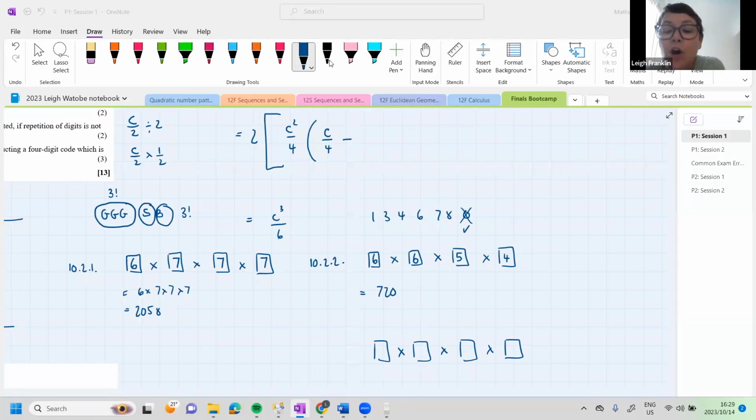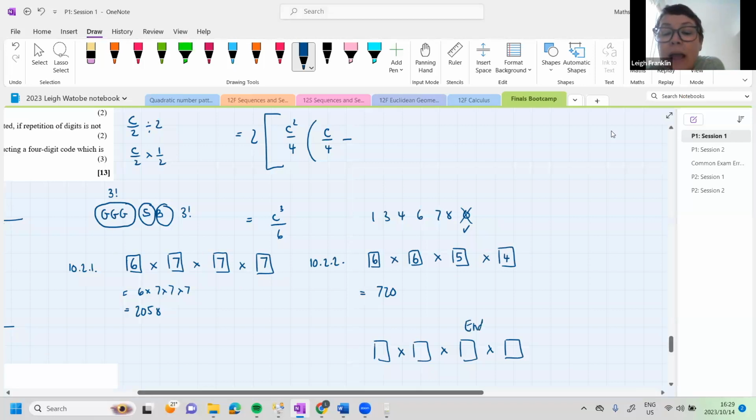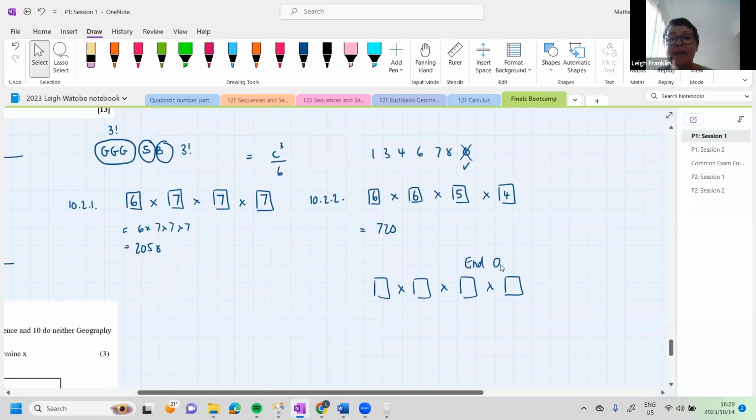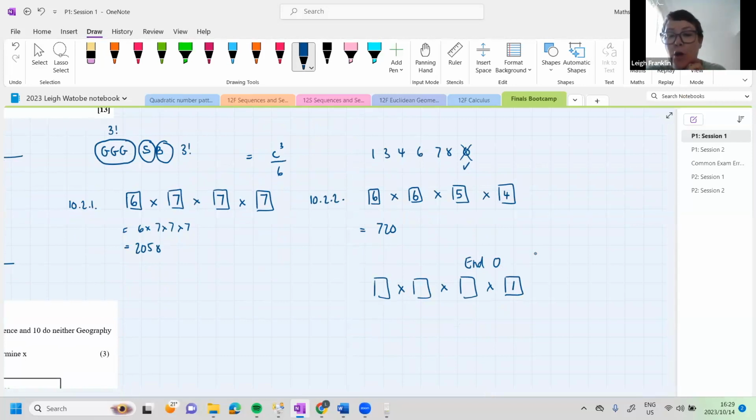Good, well done, everybody. So let's consider it ending in 0. Now remember, repetition is allowed, okay? But it has to end in 0. So if it has to end in 0, then there is only one way in which we can fill that last block. Remember, it's not allowed to start with 0, so there are 6 ways in which we can fill our first block. Our second and third blocks can contain 1, 2, 3, 4, 5, 6, 7 numbers. So this would be 7 by 7.